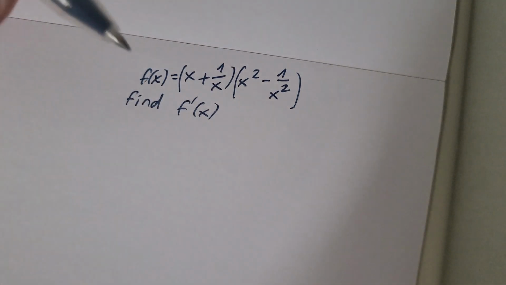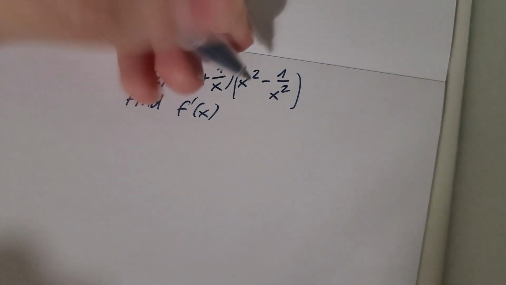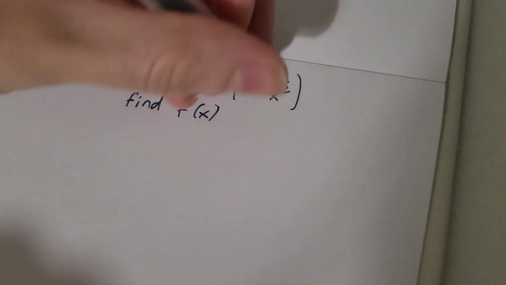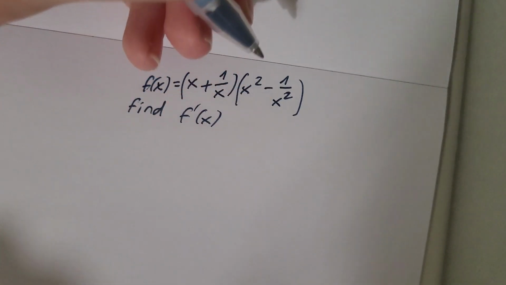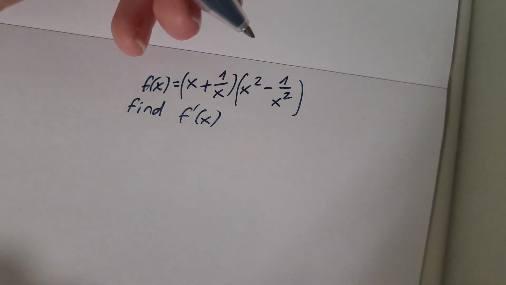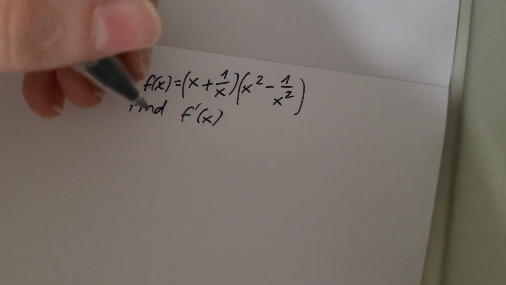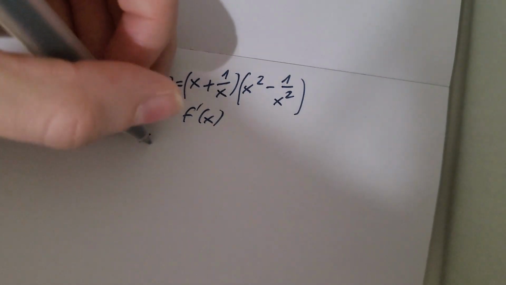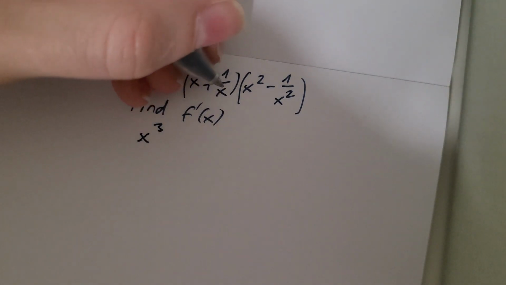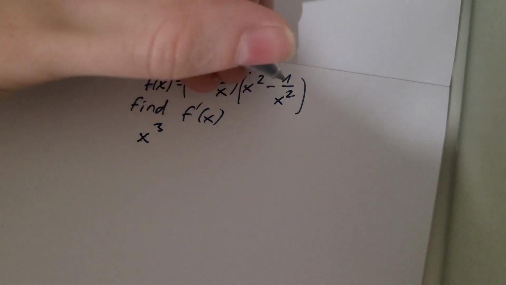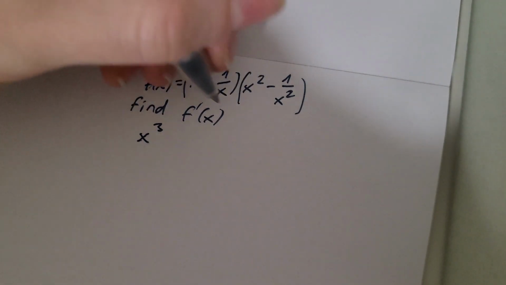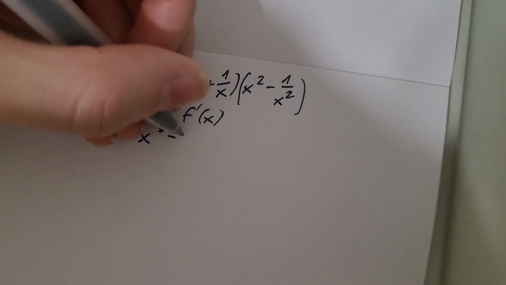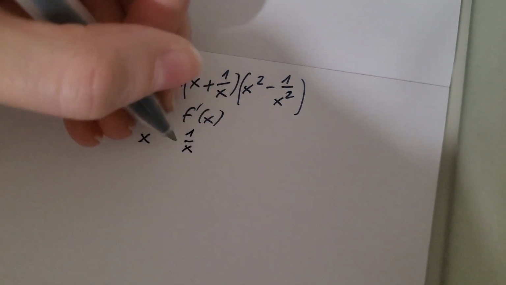function before. So we can use just normal foiling, right? First, outer, inner, last, in order to do this problem a little bit faster. So let's do that. So let's start: x times x squared is x cubed, right? Negative 1 over x squared times x. So x times negative 1 over x is what? Negative 1 over x, right?